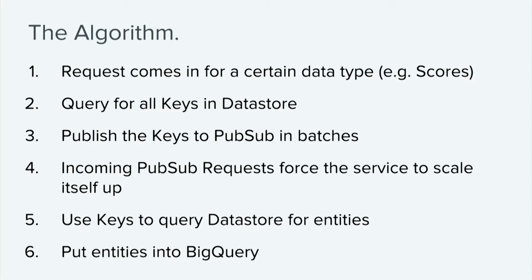So we designed this algorithm. A request comes in for a certain type, just like you saw. We query for all the keys, not the entities, just the keys. And then we're going to start publishing the keys out to PubSub. And the cool thing is that the instance that we kicked it off on actually subscribes to this PubSub topic. So all of those PubSub requests flood back into that service, and it automatically scales itself up, uses those keys that are incoming to query Datastore for the actual entities, say in batches of 500, and put those into BigQuery.